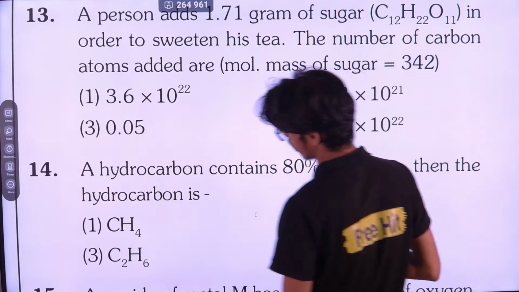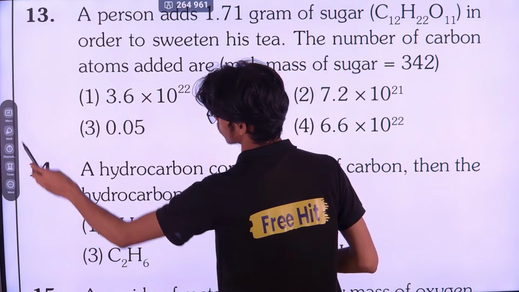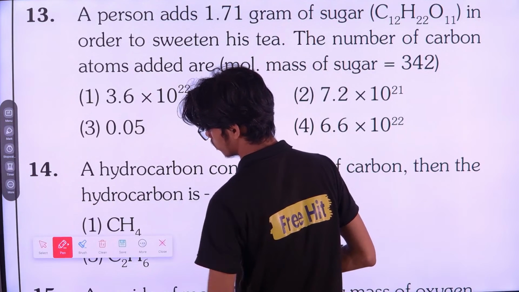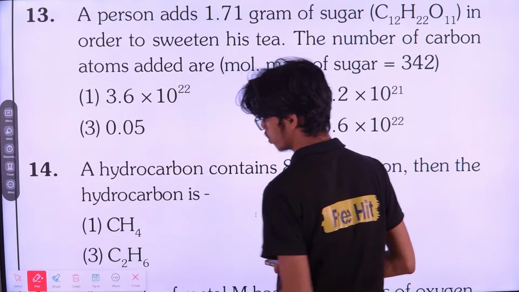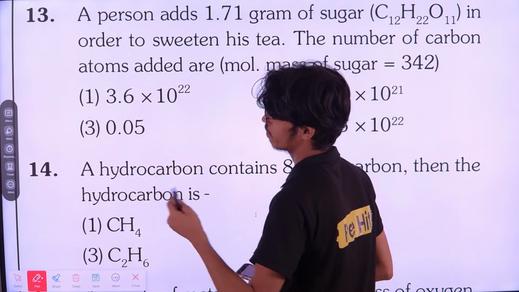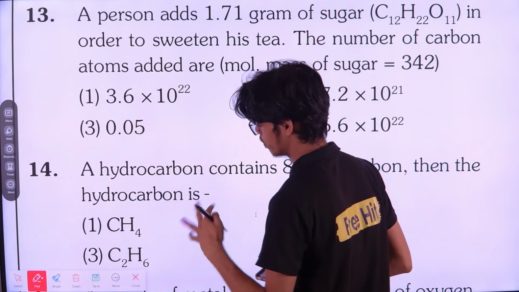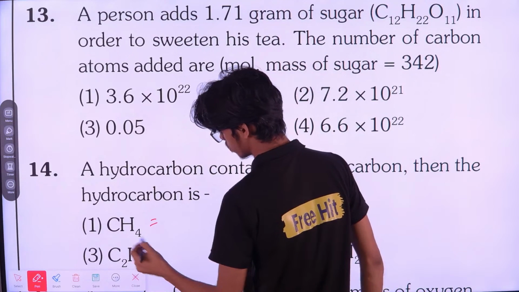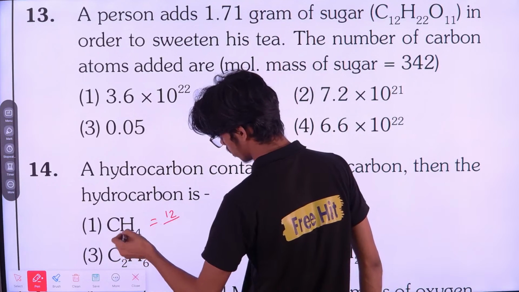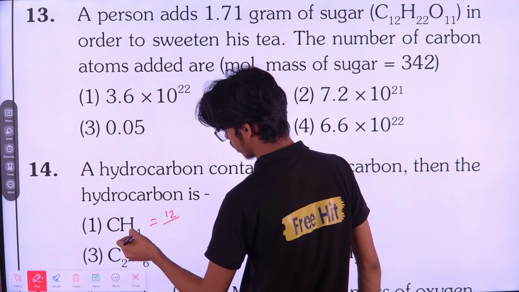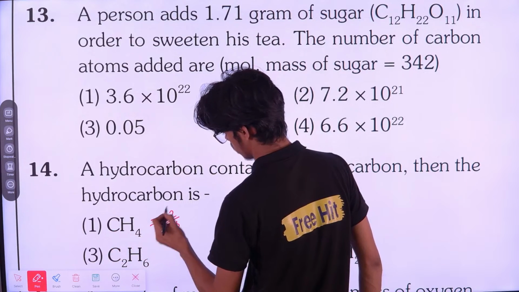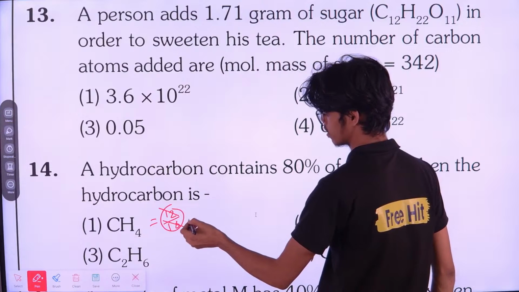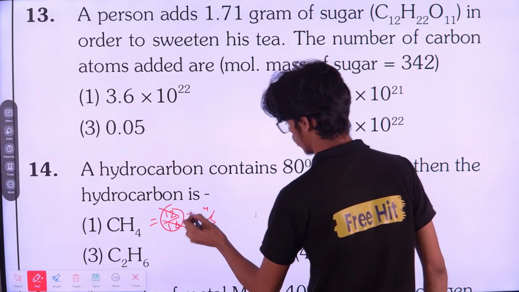So CH4, what is the total mass? We just need to see if the ratio is around 0.8 or not, and 0.8 is 8 by 10, or you can say 4 by 5. This should be the ratio. What is the mass of carbon? So 12. What is the total mass? 12, 13, 14, 15, 16. This can never be the answer. 12 by 16, the ratio is not 4 by 5. This can't be the answer.